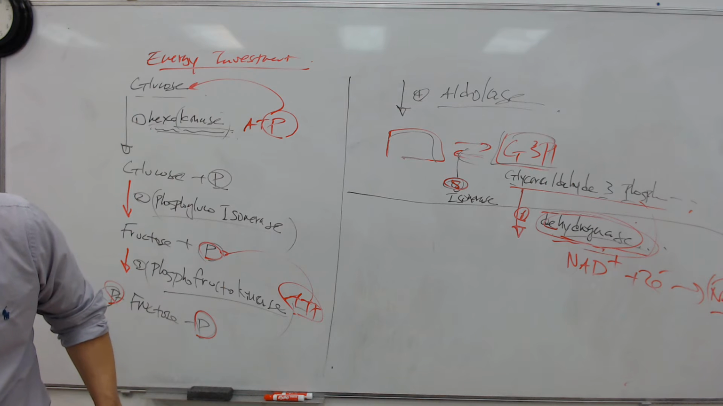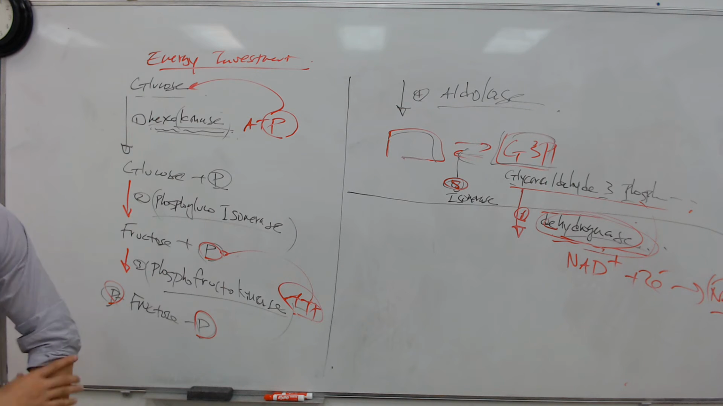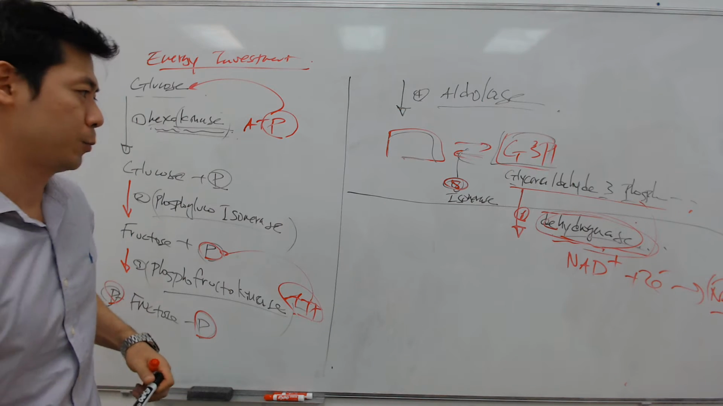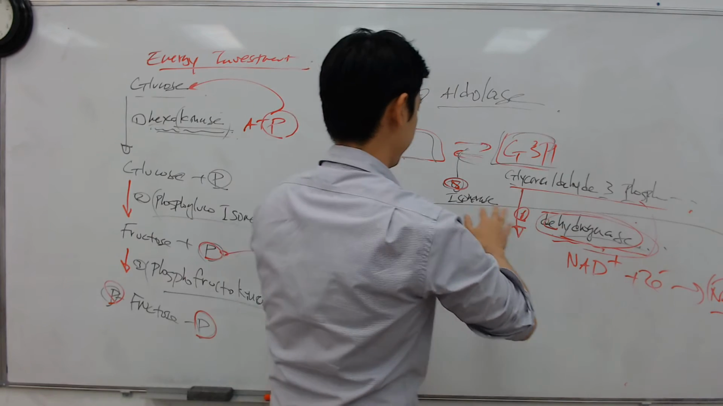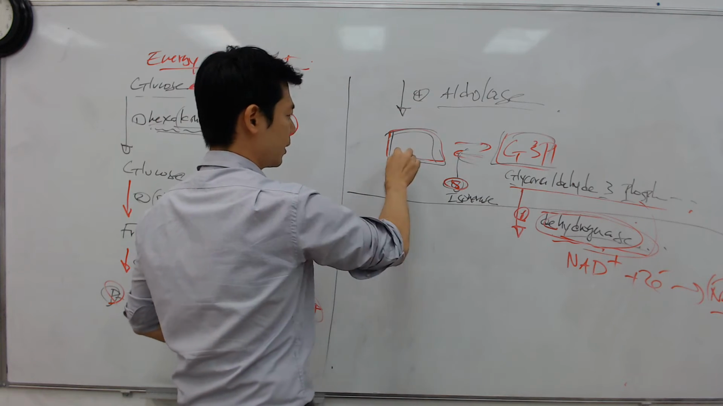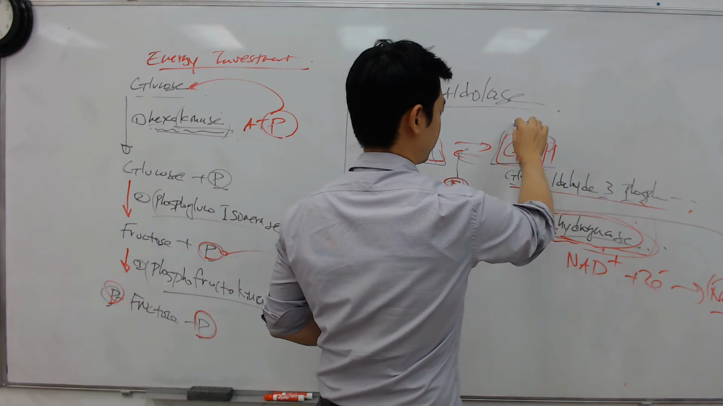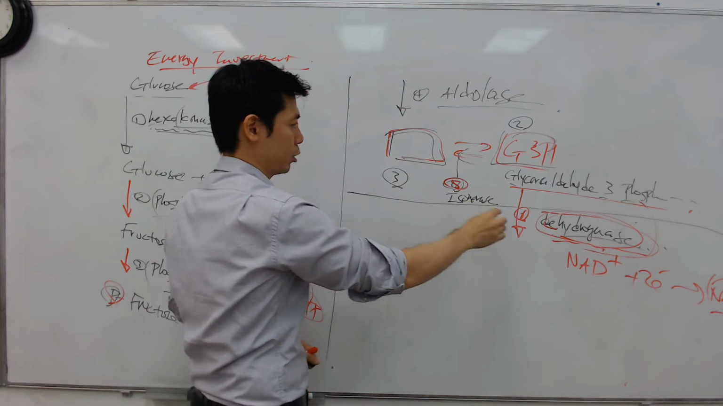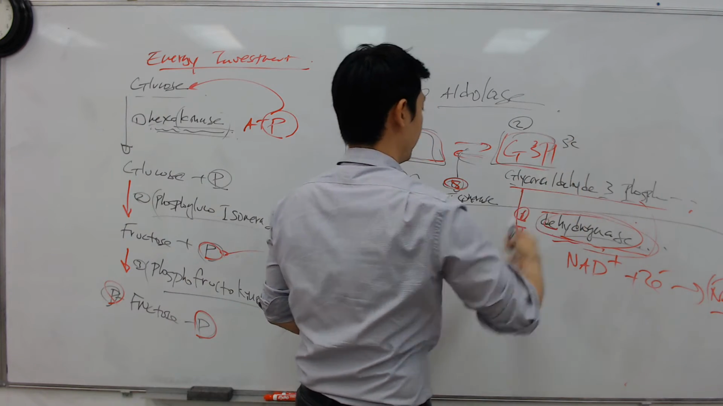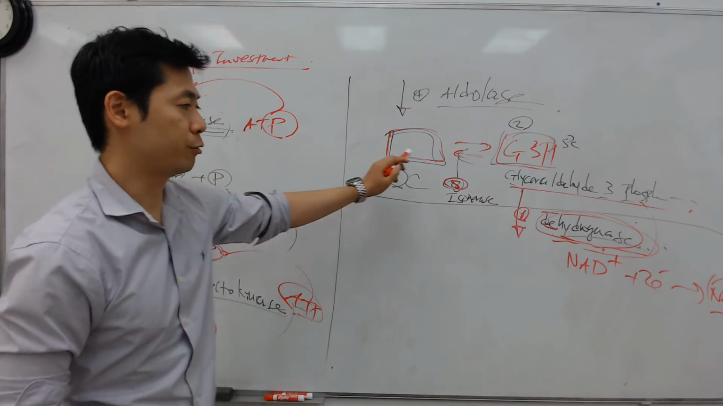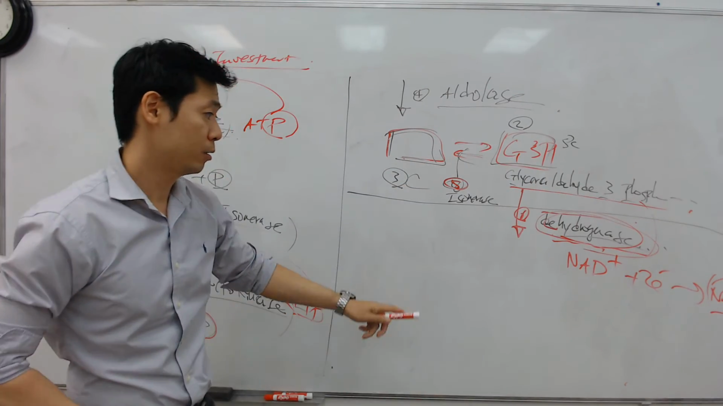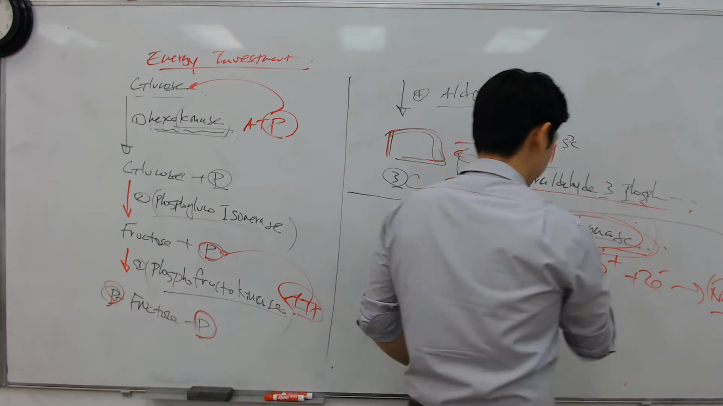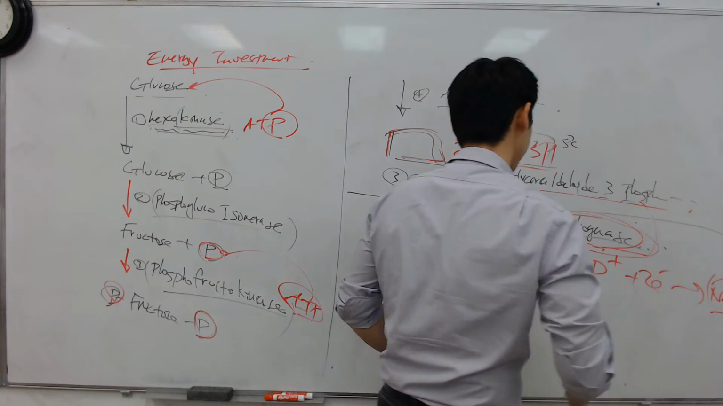Keep in mind, there are 2 of these, because this is a 3-carbon molecule. Technically, they can have 2 G3P, which means they can do this process twice, and overall produce 2 of these.